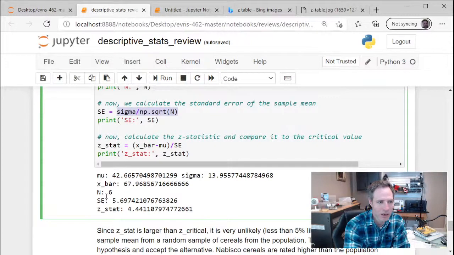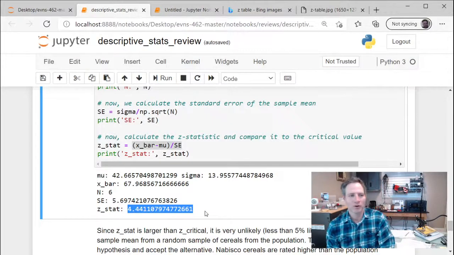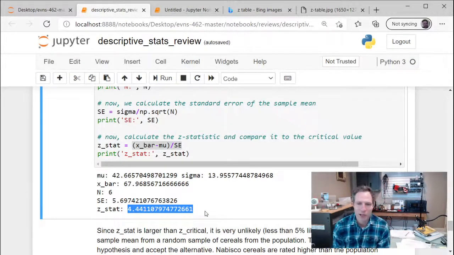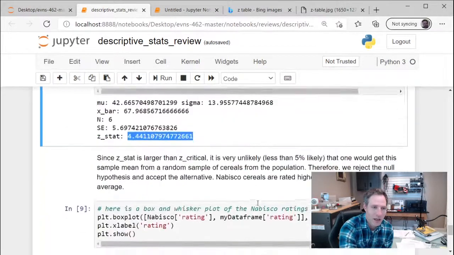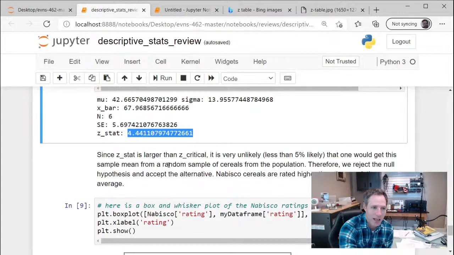Okay. And that standard error is 5.69. And then I calculate the z-statistic, which is the deviation between the sample mean and the population mean divided by standard error. And I printed that out. Okay. So my z-statistic is 4.44. Is that bigger than my critical value? Yes, much bigger. The critical value was plus or minus 1.96 for this test. And our z-stat is much bigger than that.